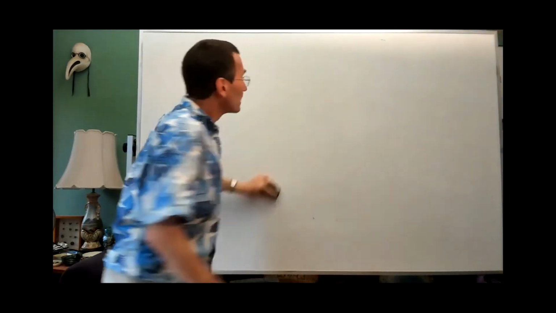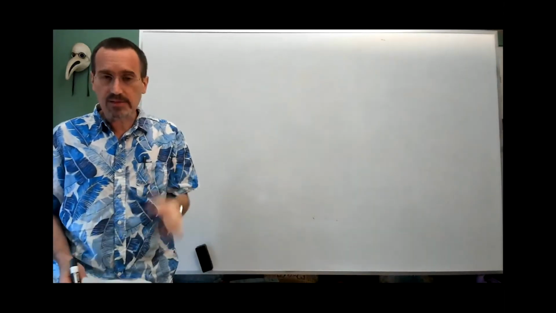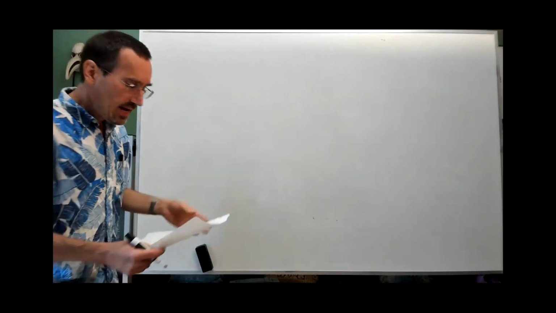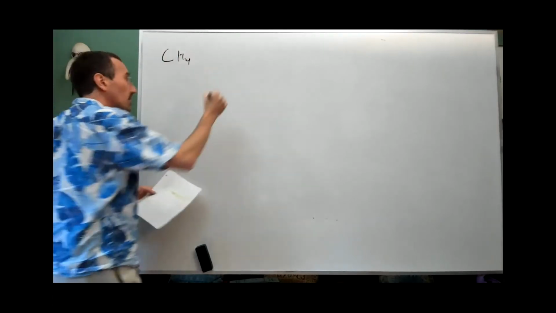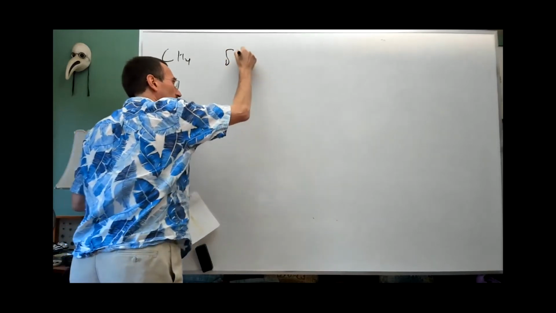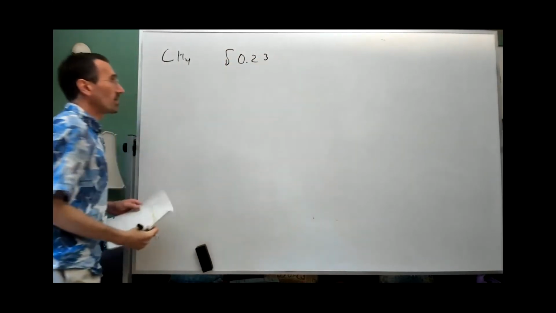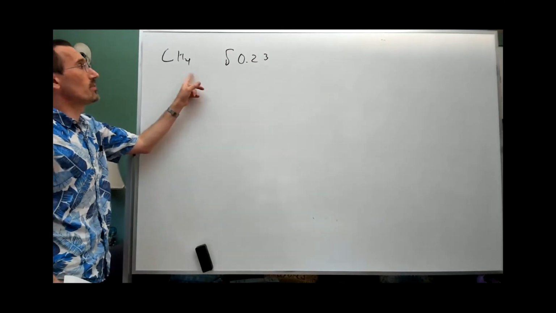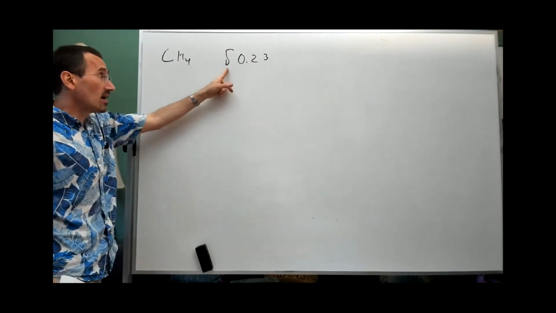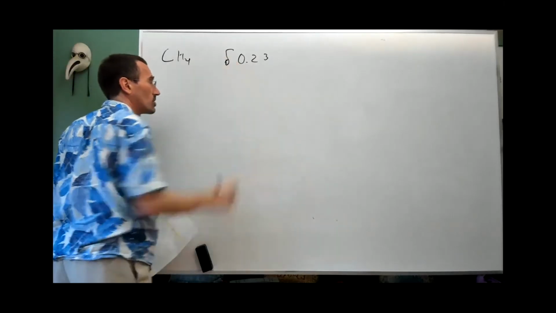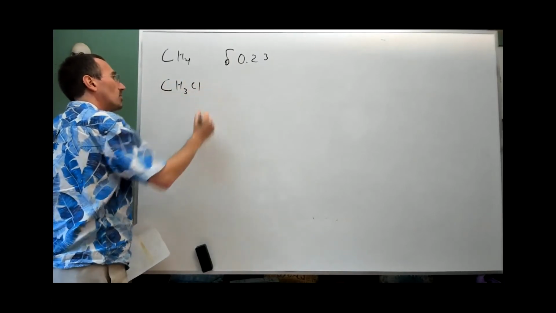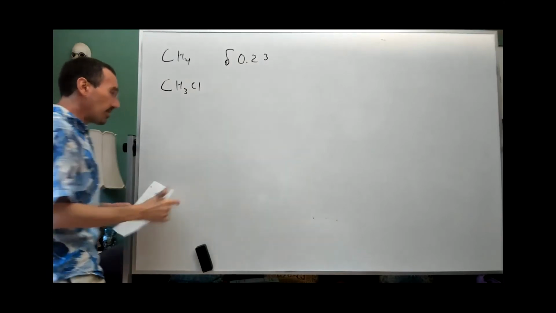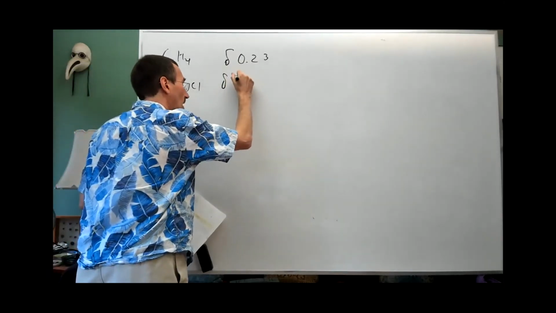Now, it is really useful to have some calibration points in your head and to start to see trends. And so let's go ahead and start with methane. Methane, oh, by the way, the symbol delta is another way of saying chemical shift. So the methyl group of methane, or methane itself, appears at delta chemical shift 0.23. And we already said that methyl chloride, chloromethane, appears at 3.05.